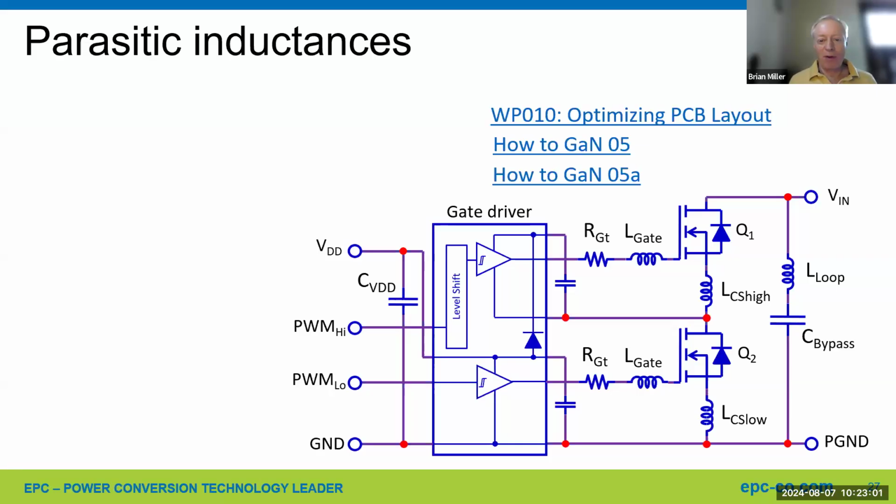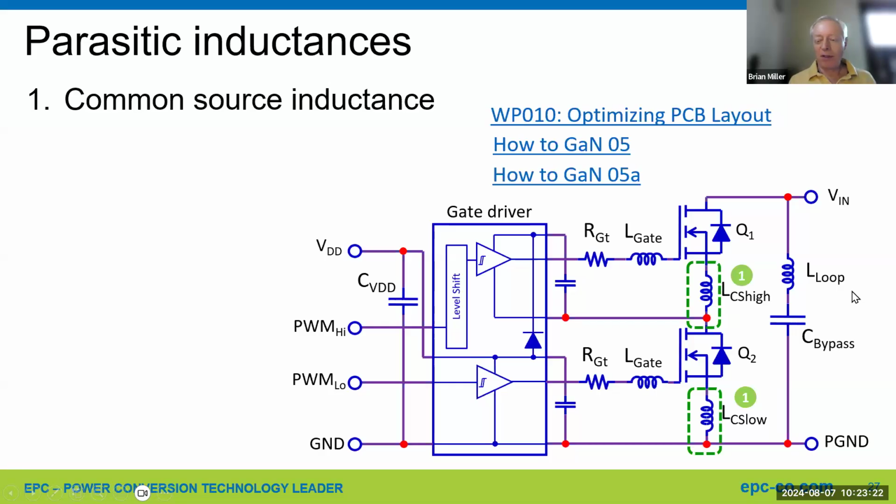So, kind of a quick review. This is maybe the example where you'd have, over here, a digital controller, or maybe this is the output of an analog controller with a built-in gate driver. There's a few parasitic inductances all around. One you'll see is common source inductance on each FET. The problem with this one is it goes in both the gate drive loop and the power loop.